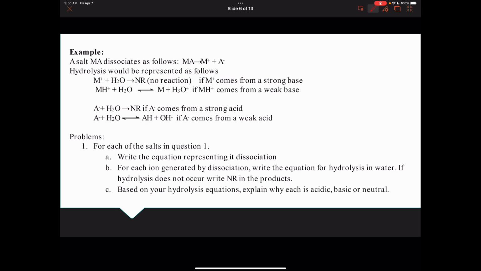Now my anion from my salt, that anion plus water is going to give no reaction if it comes from a strong acid. If it's coming from a weak acid, it's going to take a hydrogen from water, producing AH, so my original acid, and hydroxide. So we're going to go back to our first problem, and we're going to walk through looking at why each of those salts was acidic, basic, or neutral.